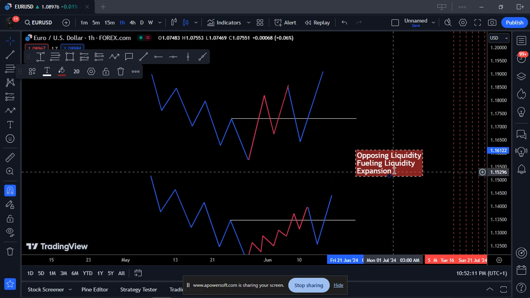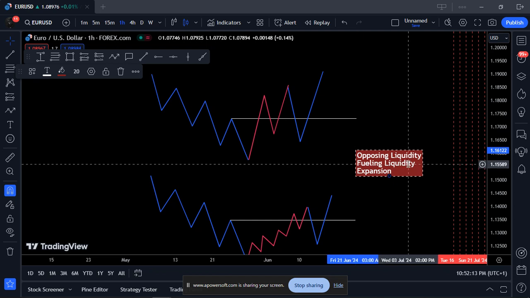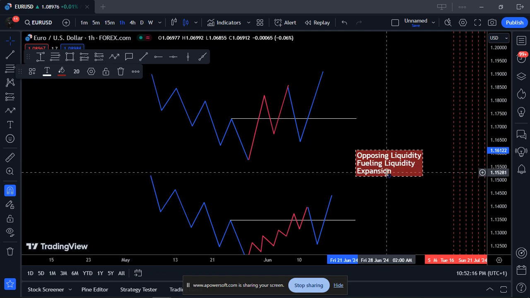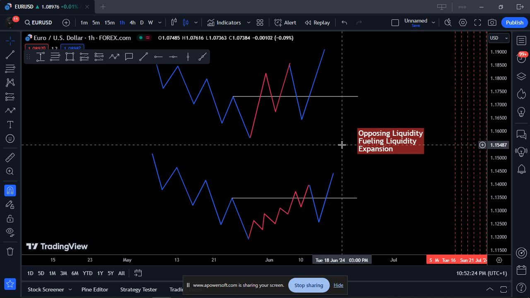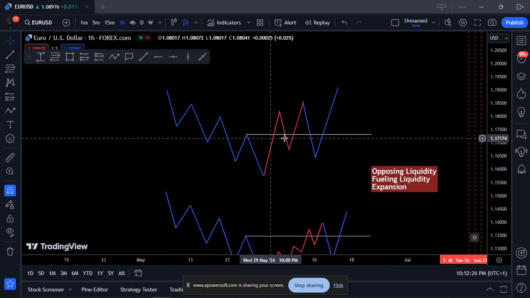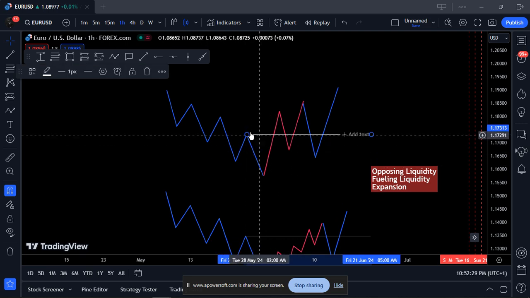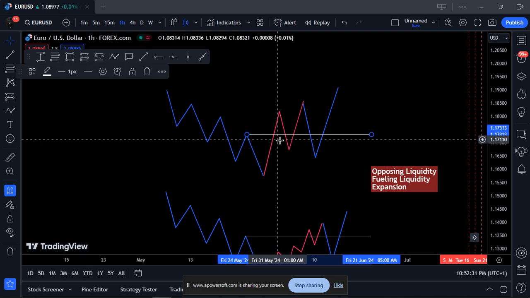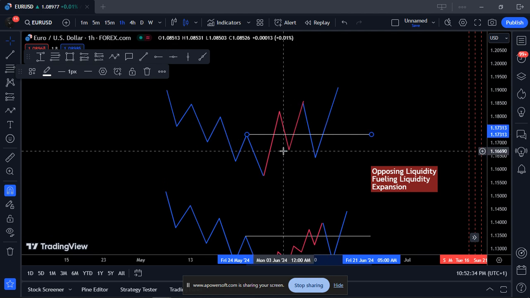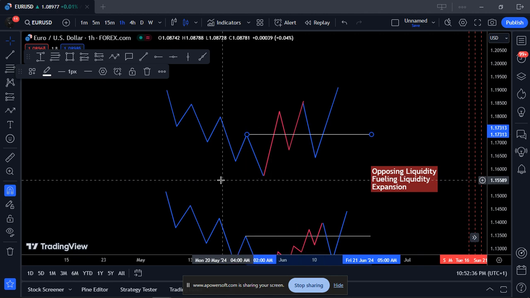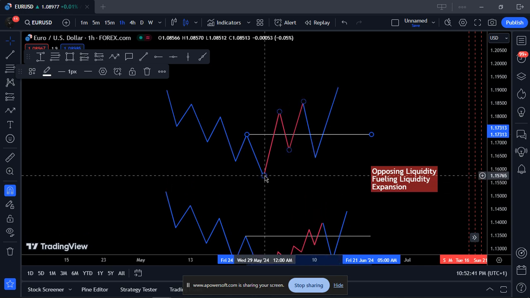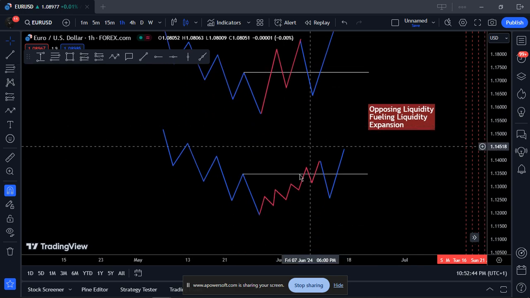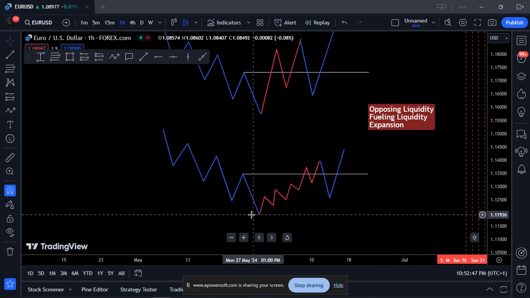Before our inducement entry, we discussed just the fueling liquidity and the expansion. We did not call it that name, fueling liquidity, but now we're naming it properly. We're calling it that because it fuels the expansion. It is a must for the opposing liquidity to be taken, then the fueling liquidity taken, then expansion. And know the rule: the start must not be crossed when the fueling liquidity is being taken. This is the start. It must not be crossed.